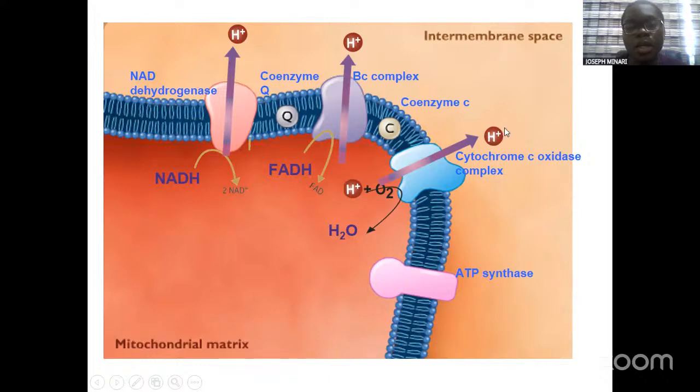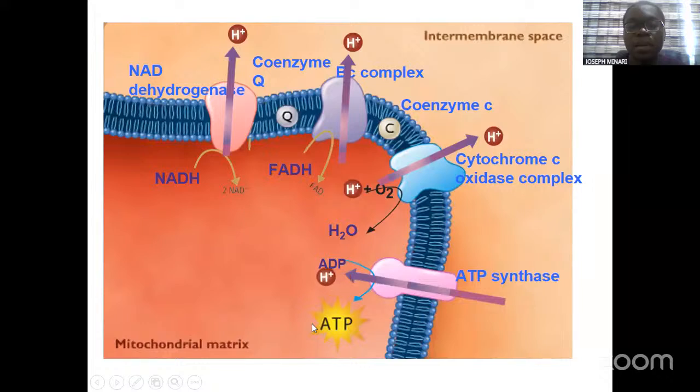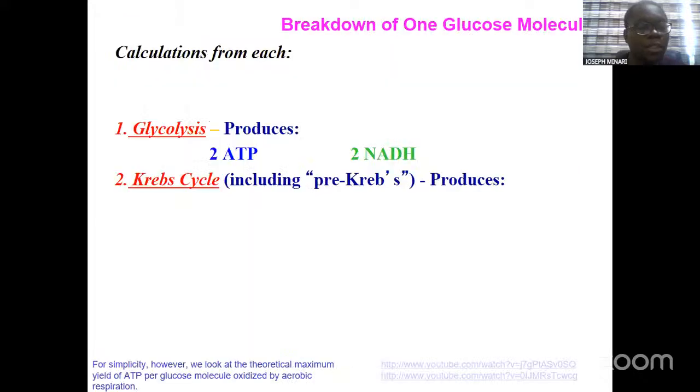Okay, as it's being released, this will eventually cause a gradient, and this gradient is the one that makes the ATP synthase able to produce ATP. So the presence and the movement of this hydrogen ion across the ATP synthase encourages this particular enzyme to convert available ADP to ATP. So this is what happens, and you now have a lot of production of ATP.